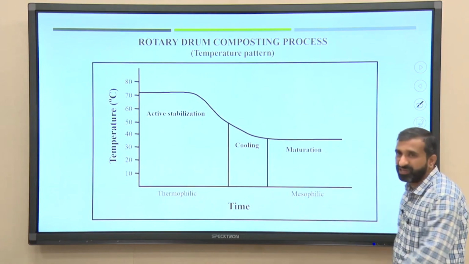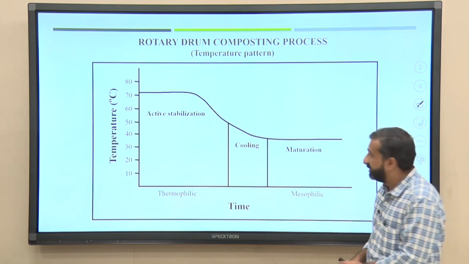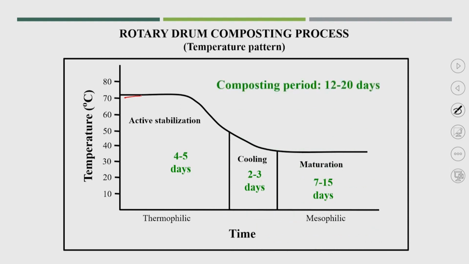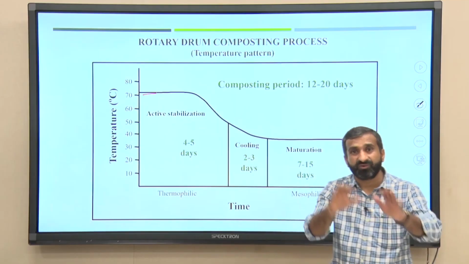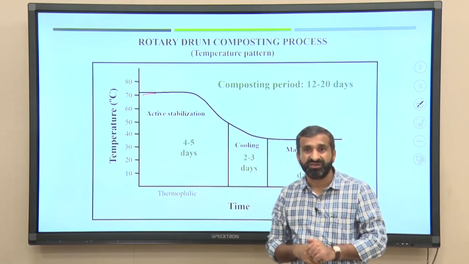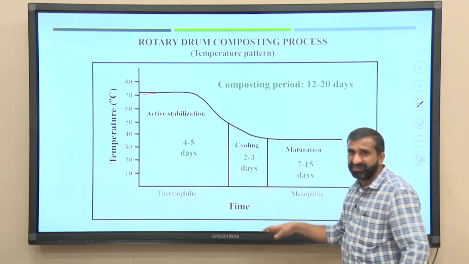But in the rotary drum composting facility, you see the completely changed temperature graph. It does not have the classical mesophilic phase; the waste goes directly under thermophilic condition, which lasts 4 to 5 days, then cooling 2 to 3 days and maturation. So, the final composting period is 12 to 20 days. Inside the reactor the material will be for only 7 days. After 7 days the material will come out, but we require maturation again.